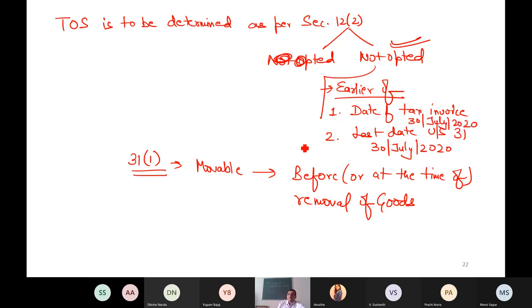So what is the earlier date as per section 12(2)? So time of supply will be 30th July. This is the answer which I was asking. Time of supply is 30th July 2020 for 40 lakh rupees.